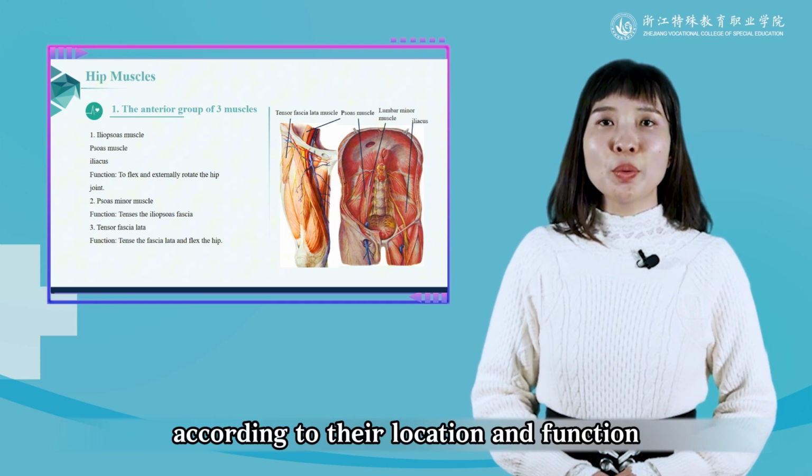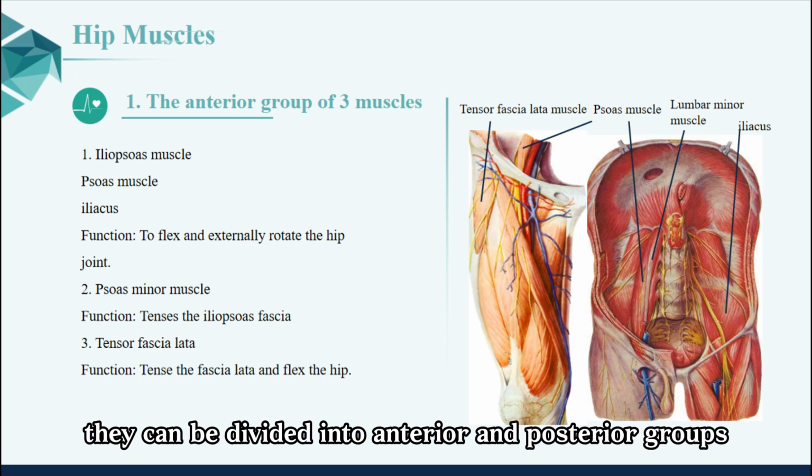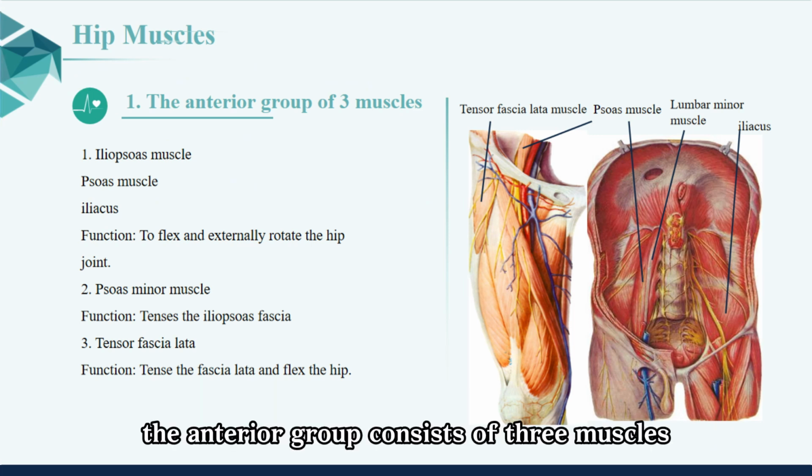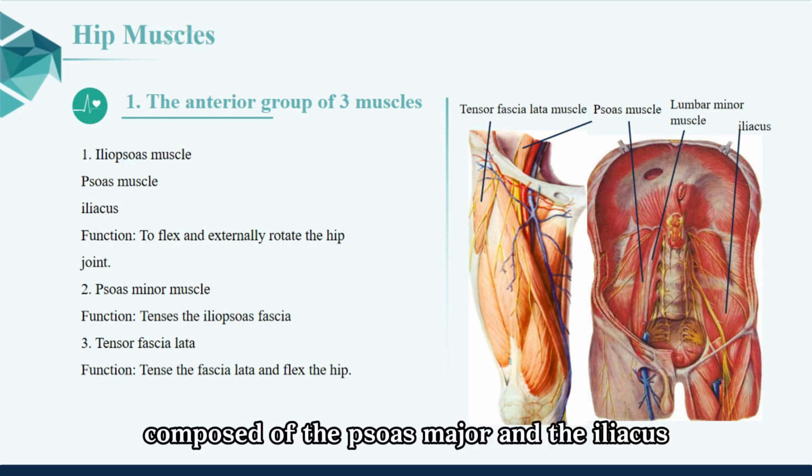According to their location and function, they can be divided into anterior and posterior groups. The anterior group consists of three muscles. 1. The iliopsoas, composed of the psoas major and the iliacus.